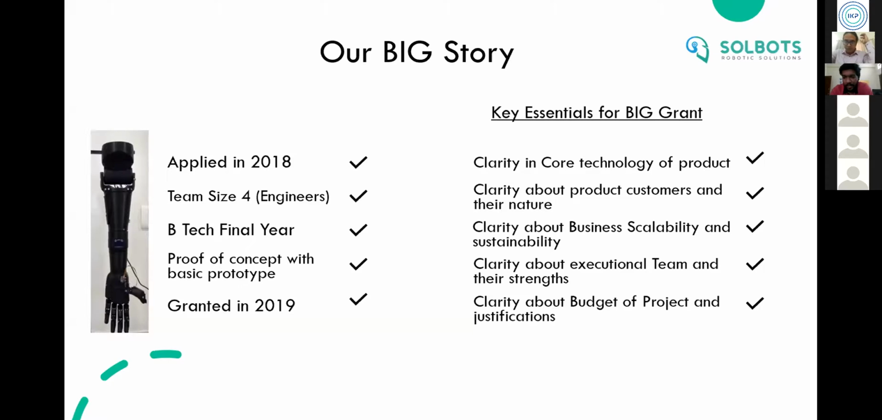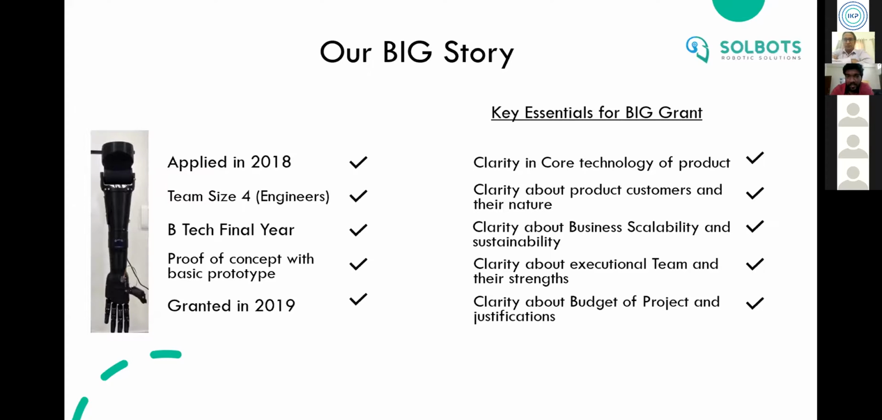And one needs to have good clarity about the budget of the project and its complete justification. If you are able to be very sure and very clear about these things, I think it's easy to get a BIG grant. And the idea plays a key role, where you should not have a single doubt in your idea, or if you have any doubt, you should get it cleared before you apply to the BIG grant.